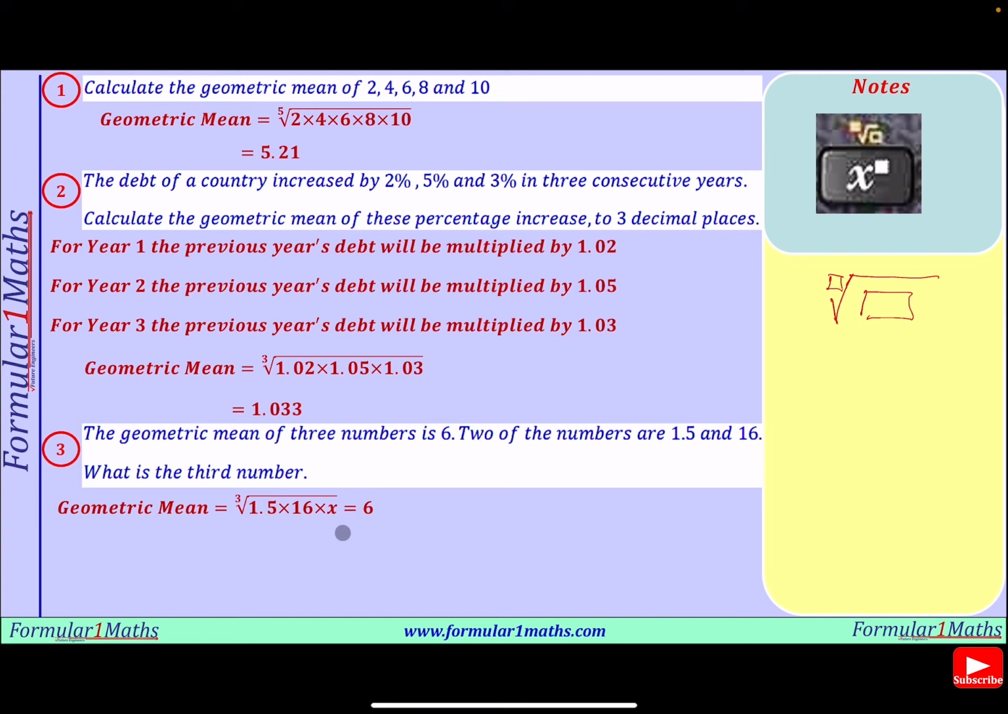Now how do we solve for x? Because we want to solve for x, we have to cube this side and that side. So we cube both sides of the equation to get this. And then 1.5 times 16 is 24. 6 cubed is 216. So we're going to get this. And then we solve for x to get 9. So the third value is 9.